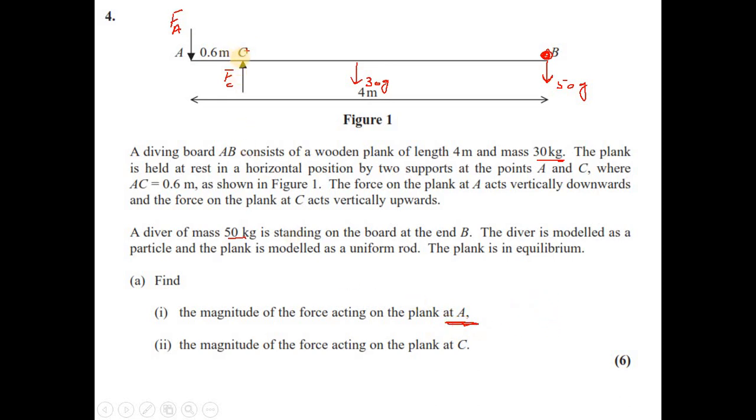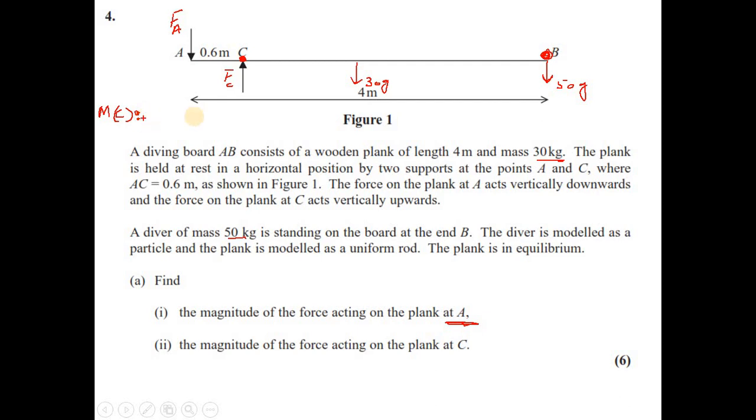So we take moment about C, because if we take moment about C, that means C is a pivot, that means there will be no moment caused by FC. So FC is gone in the calculation. FC cannot produce moment, it is acting at the pivot. So you can say that moment about C.